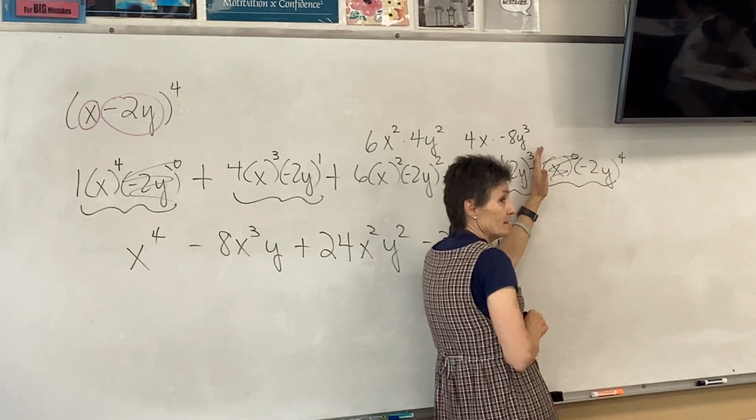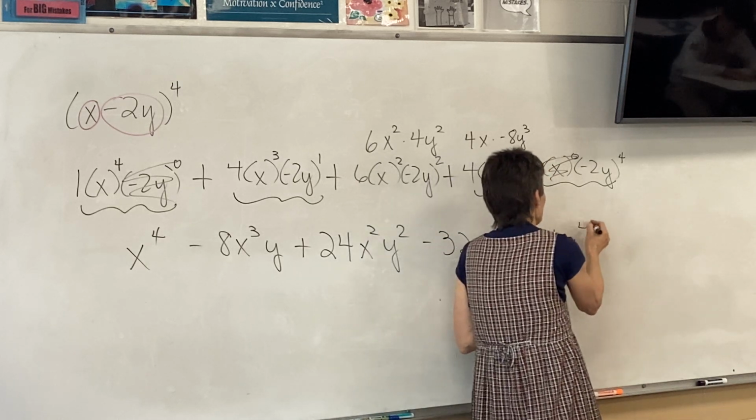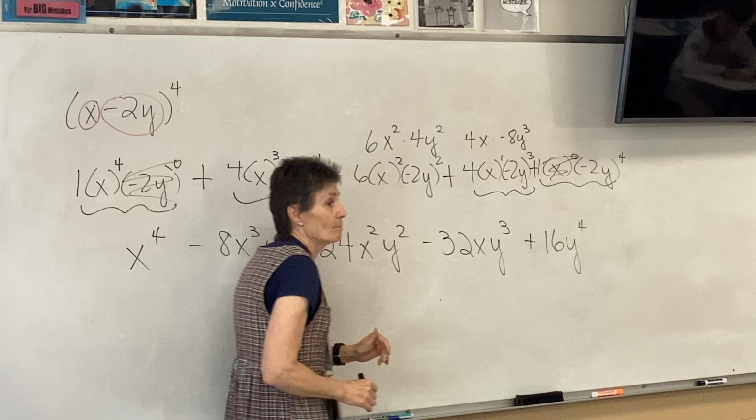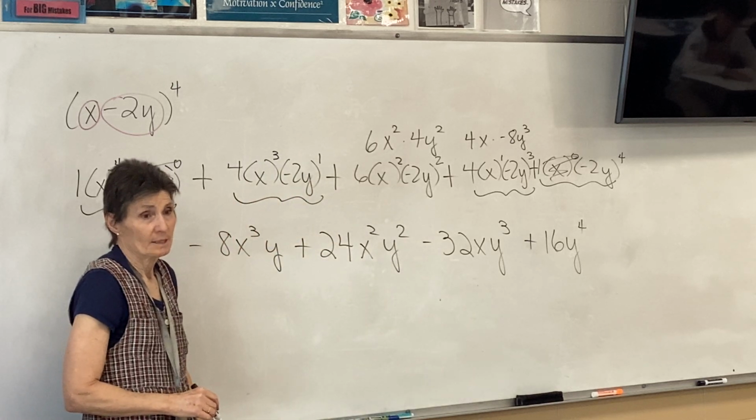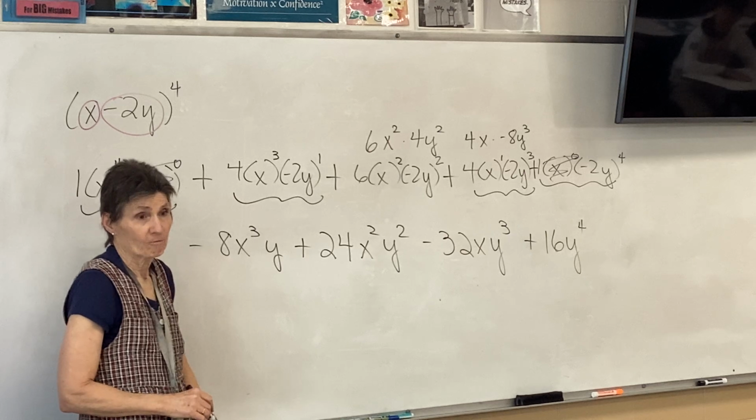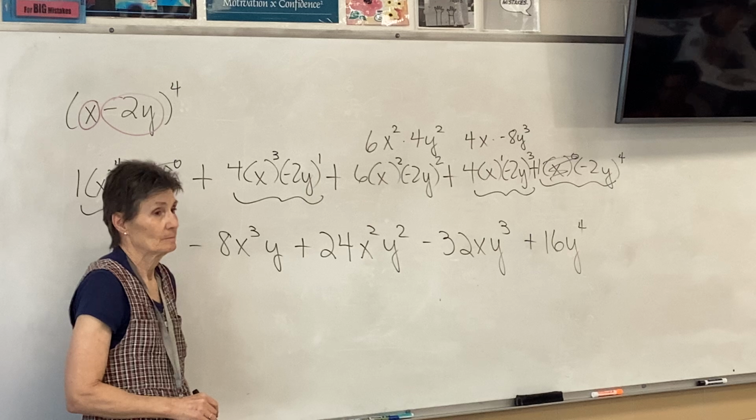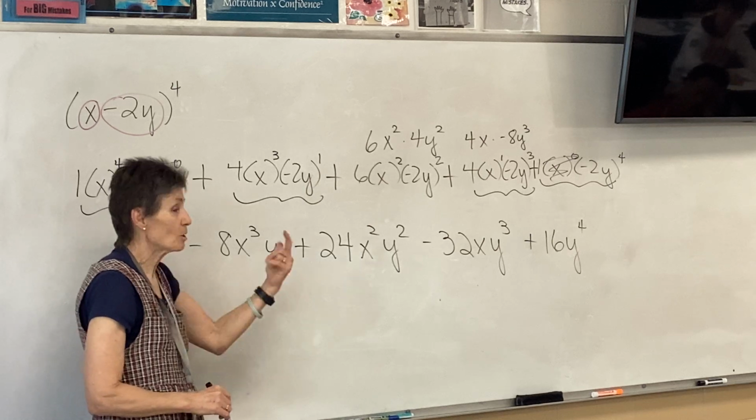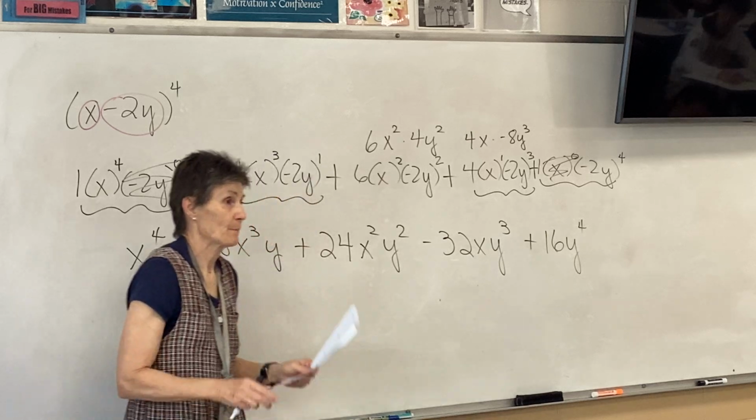And what is that then there on the end? 16y to the 4. 2 times 2 times 2 times 2 is 16. 4 negatives are going to make a positive. All right, anybody have a question about one of those? Good.